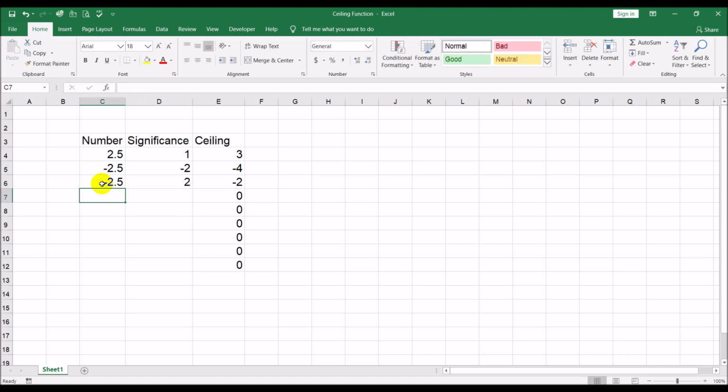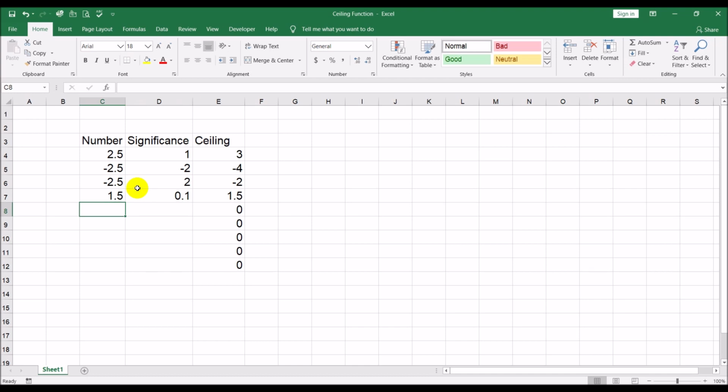Yes, we do. Okay, now let's make both of them positive. So 1.5 is your number and 0.1 is the significance. Now what's going to happen? Let's see. Since both are positive, it should get rounded up to the nearest multiple of the significance. But this is already a multiple of the significance, so no rounding up is needed. So the answer would be 1.5.